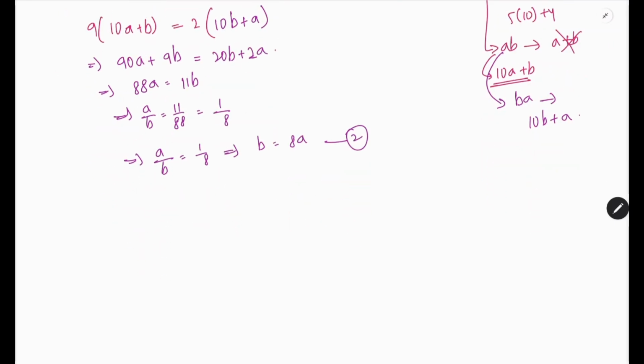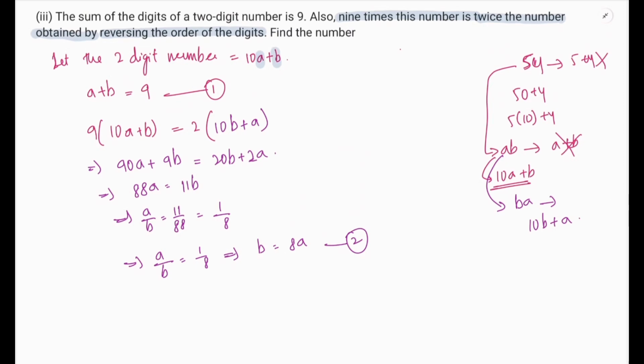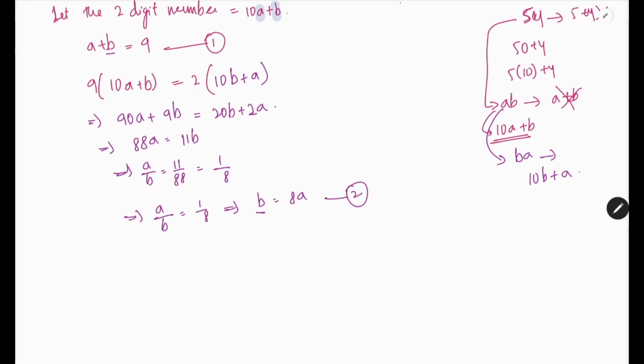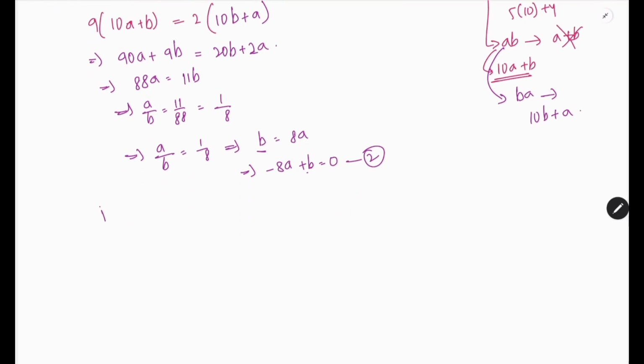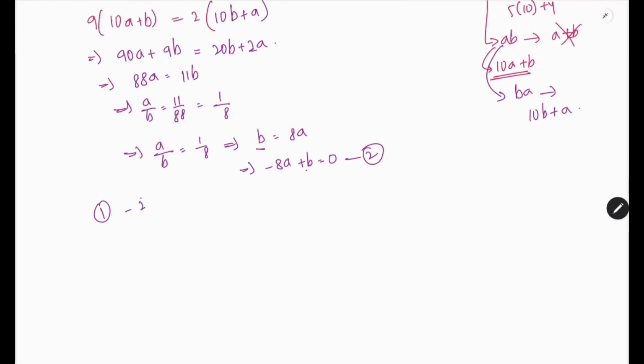Now here, in the first equation and in the second equation, the coefficient of B is the same. In the second equation, let us take the 8A to the left side: minus 8A plus B equals 0. Okay. This is the second equation. The coefficient of B is 1. It is the same, so we will subtract the first and second equations.